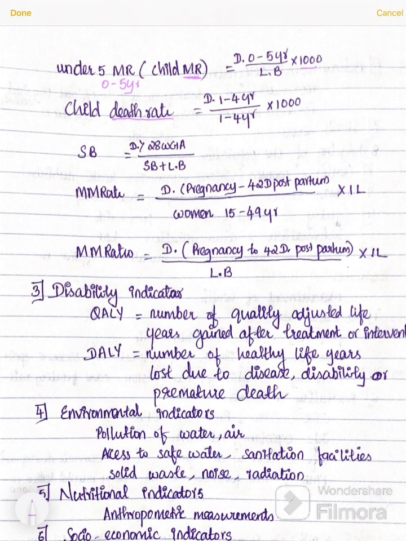Children here is not 0 to 5 years. Here, children from age group is 1 to 4 years. So death among 1 to 4 years divided by children of 1 to 4 years into 1000.